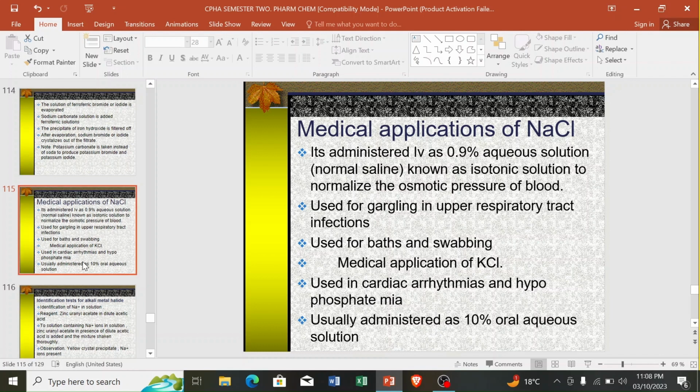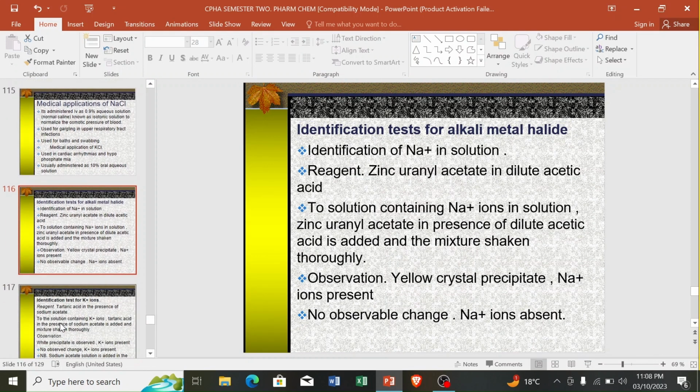So let us see also medical uses of potassium chloride. Potassium chloride is used in cardiac arrhythmias and hypophosphatemia, and is usually administered as a 10% oral aqueous solution.